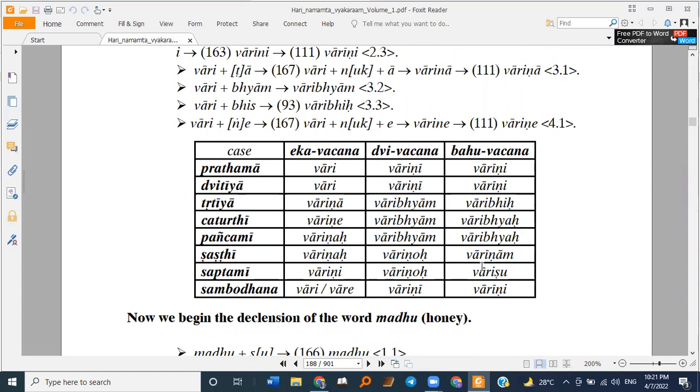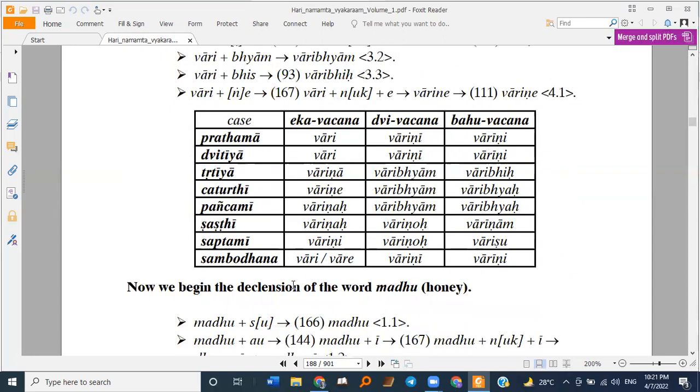So Vari Nam, then Varini, Varino, Varishu, Ityadi. And in Sambodhana, we apply Brahmano Govindo Vabudhe. So once Govinda is done, and once Govinda is not done. So that was Vari Shabda, water.